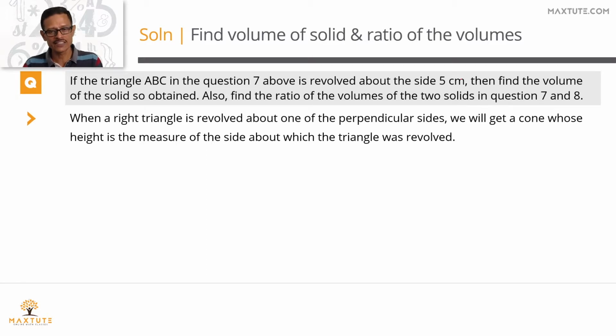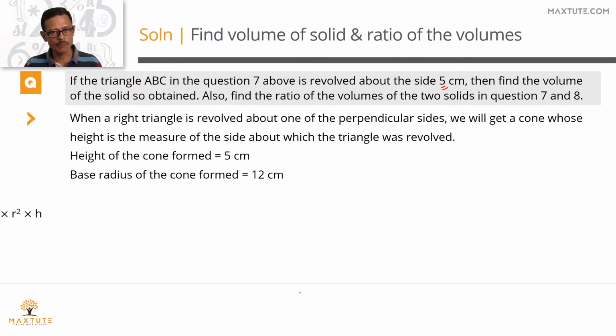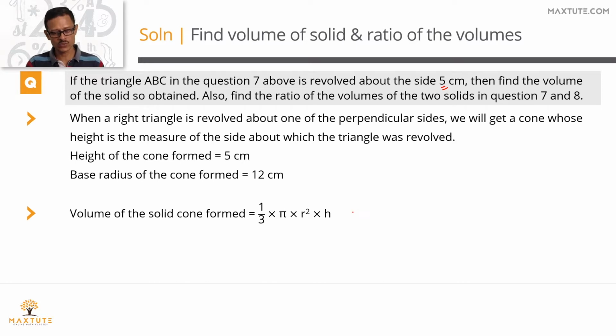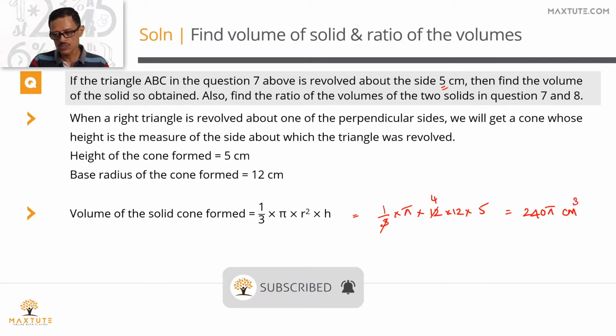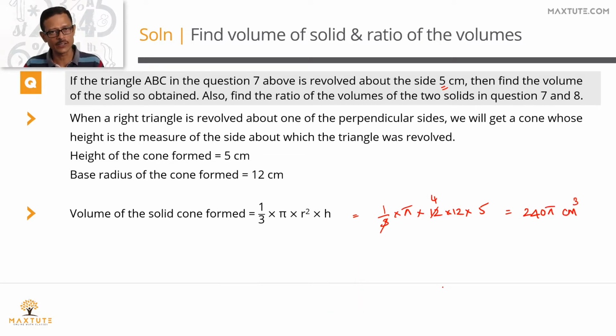We revolved it about the side in this case measuring 5 centimeters. So the height of this cone equals 5 centimeters. The other perpendicular side, 12, is going to be the base radius of this cone. Let's compute the volume of this cone, which is 1 by 3 pi r squared h, which is 1 by 3. Let's keep pi as pi. R in this case is 12, so it's 12 squared, and the height is equal to 5. 3 gets cancelled with this 12 to leave us with a 4. 20 into 12 is 240. So the volume is equal to 240 pi, and all units are in centimeters. So volume is going to be equal to 240 pi centimeter cube.